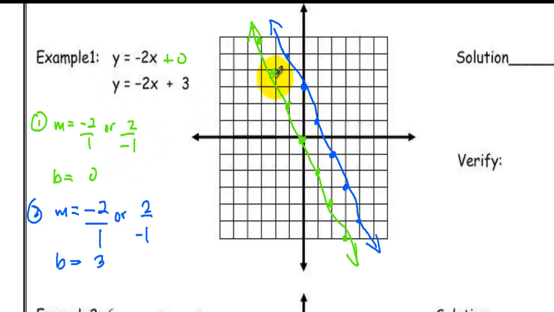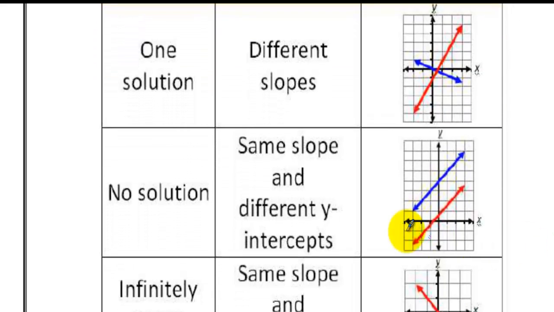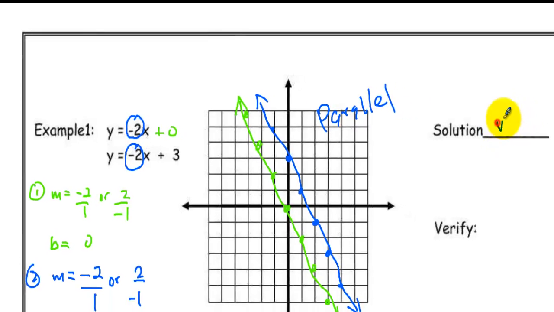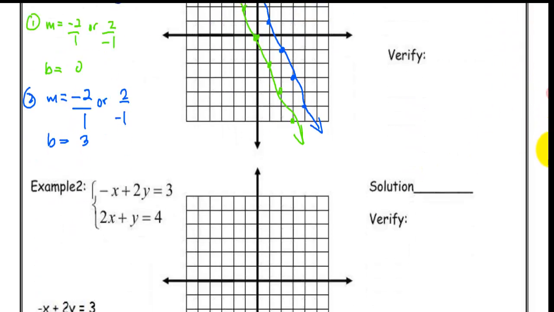Note that these two lines are parallel to each other. They have the same slope, -2. It means that if we have parallel lines, the solution is actually no solution. So here we don't have a solution, so we can't verify this one, all right?